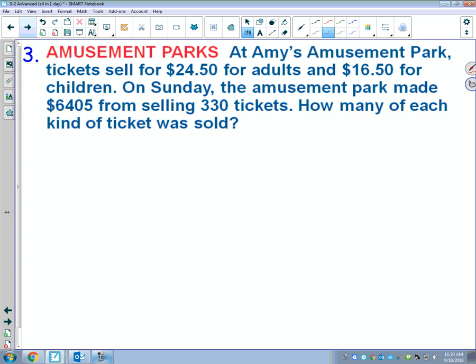So in this question it says, at Amy's amusement park, tickets sell for $24.50 for adults and $16.50 for children. On Sunday, the amusement park made $6,405 from selling 330 tickets. How many of each kind of ticket was sold? So that last sentence kind of tells us what our variables are. Each kind of ticket, right? So I'm going to say A equals the number of adult tickets. And I'm going to say C equals the number of children tickets sold.